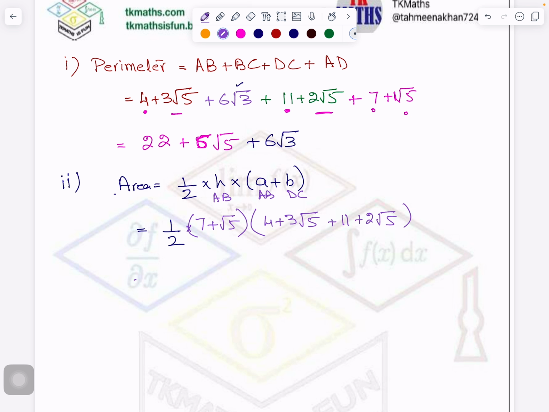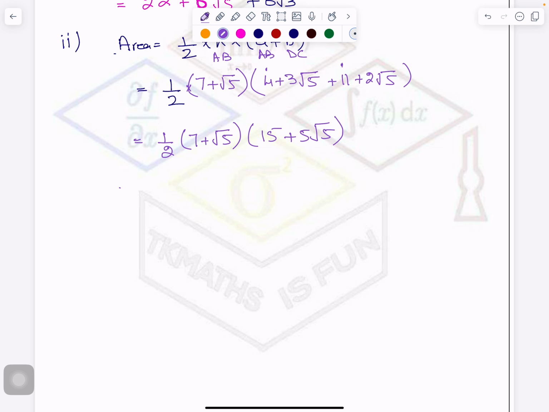Okay, so let's do it stepwise, because the second part of the question is saying find the area of the trapezium. Now 11 plus 4 is what? 15, and 3 plus 2 is 5 root 5. I hope you are understanding it. I am doing it slowly so that there is no confusion. Now I will multiply the brackets.